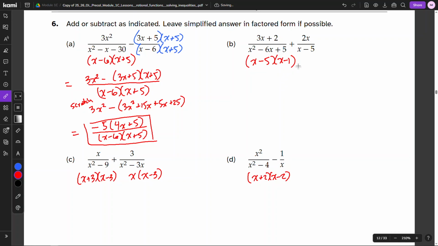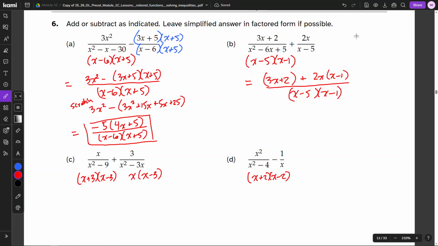All right. For this one, we have x minus 5 and x minus 1. This one already has an x minus 5, so it needs an x minus 1. So I'm just going to rewrite 3x plus 2, all of that plus 2x needs to be multiplied by x minus 1. And the denominator is x minus 5 times x minus 1.